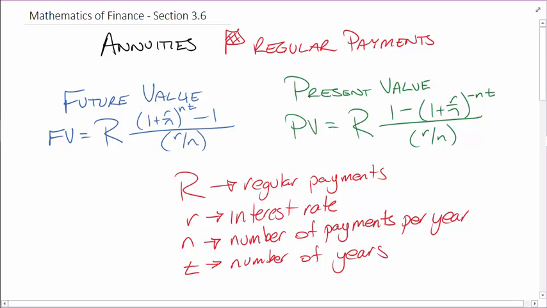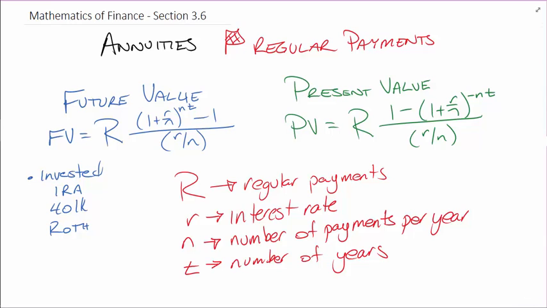So what's the difference between future value and present value? Here are some examples. For future value, this could be investment into your future. An investment into an IRA, into a 401k, into a Roth IRA. But we're going to be contributing to this account in regular payments at a constant interest rate for a certain number of times per year for a certain number of years. And we're concerned with what the future value of this account is worth. What will this account be worth in 30 years, in 40 years, when I'm able to retire?